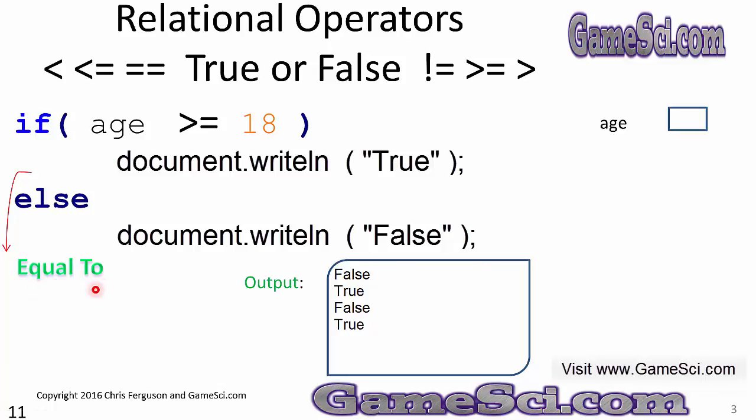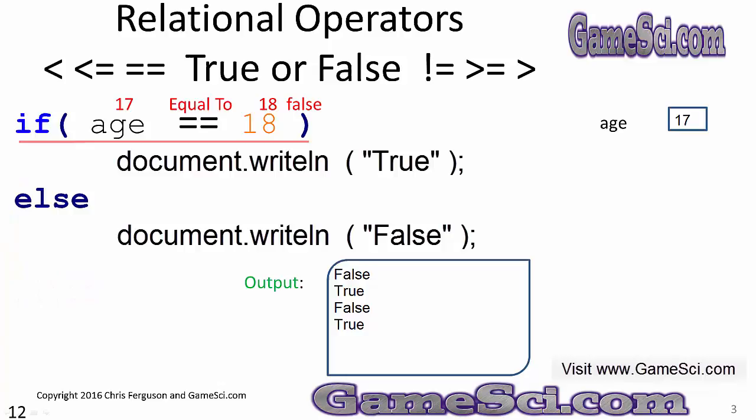Let's look at the equal to operator. That's two equal signs right next to each other, and see how the code behaves with that relational operator. Here we set 17 in the variable age. And again, I'm changing these variable values to show you the dynamic nature of this code. Every time it executes, it can choose a different path based on the value of the age variable.